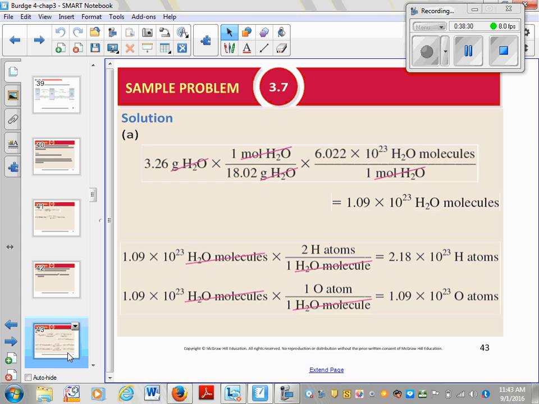The only thing I'm not getting is how the answer came up to 1.09 times 10 to the 23rd H2O molecules. How are you getting the 1.09? Because I don't think I'm doing that right. 3.26 times 6.022 times 10 to the 23rd divided by 18.02. I believe that's what it comes out to be. Check your order of operations.